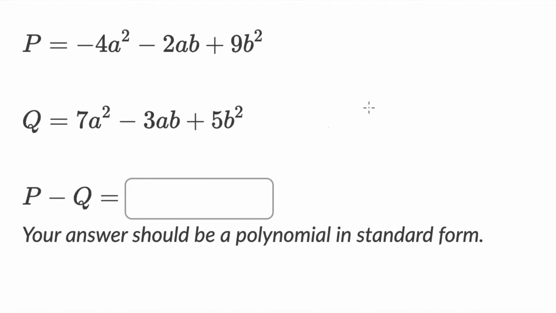Alrighty, hello there, my name is James, and right now we'll be learning how to add and subtract polynomials with two variables. Okay, let's get started. So here we have a problem.